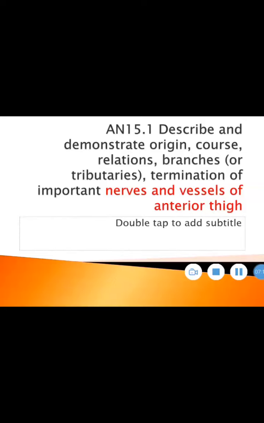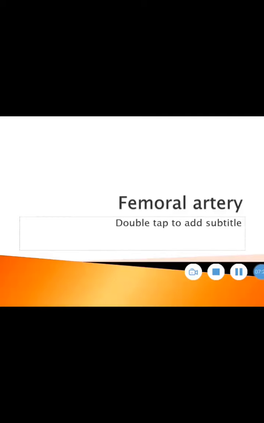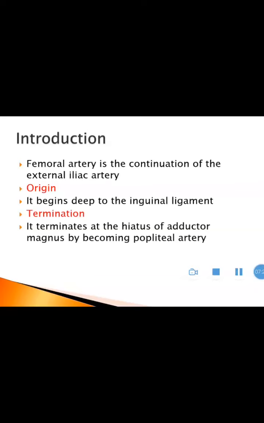Then we go to important nerves and vessels of anterior thigh. First we'll start with femoral artery. Femoral artery is the continuation of external iliac artery. That is, the femoral artery begins deep to inguinal ligament as continuation of external iliac artery. It terminates at the hiatus of adductor magnus, which is in the adductor magnus muscle, by becoming popliteal artery.